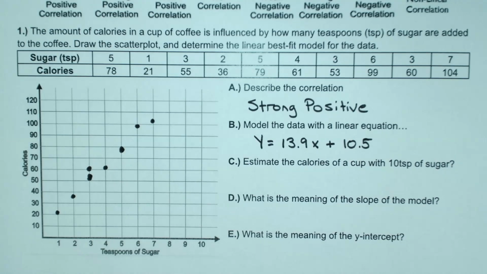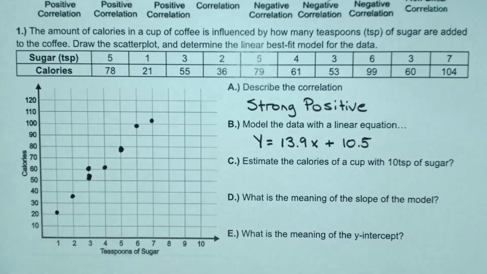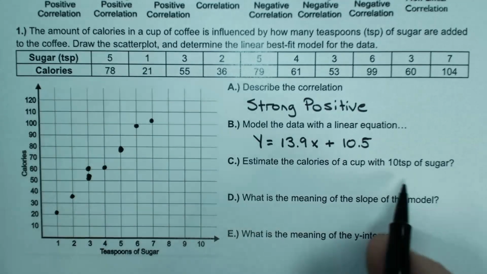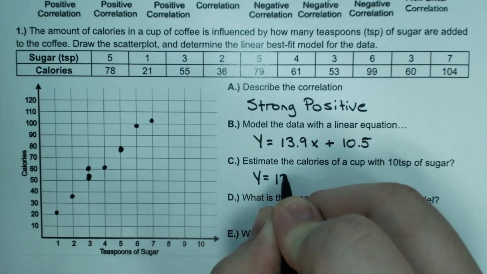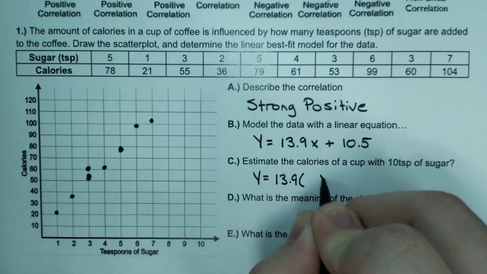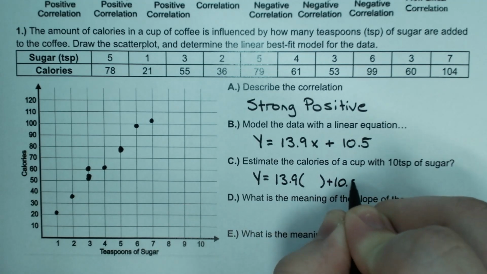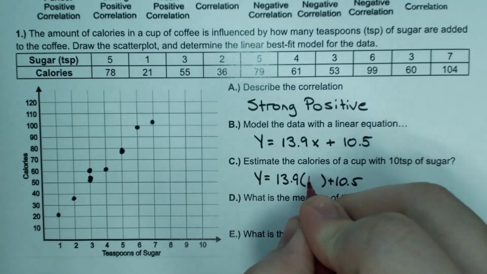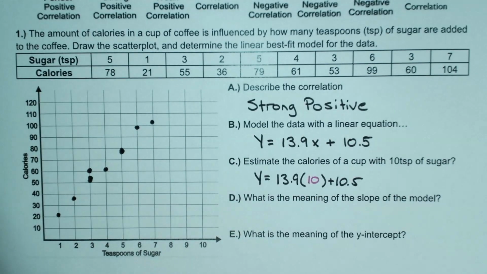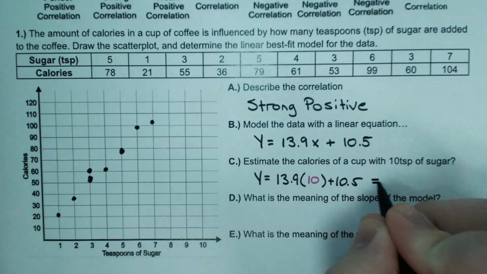We didn't have any cups of coffee that had 10 teaspoons of sugar in it, but we can estimate how many calories there would be in there by just plugging 10 in for x. So take that 13.9x plus 10.5 and plug 10 in. Comes out to 149.5.